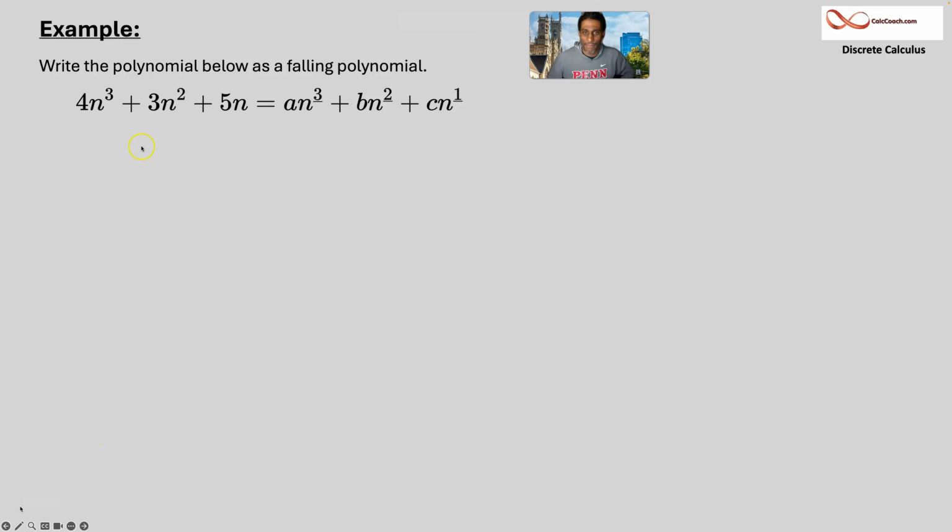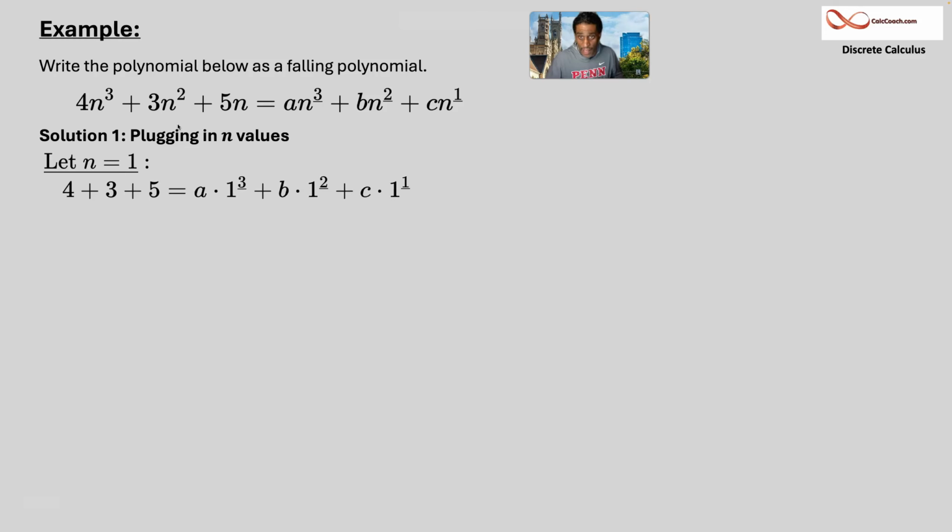All right, great. So here we go with plugging in the n values, like n equals 1, for instance. Left-hand side, it'll be just 4 plus 3 plus 5. Right-hand side, anytime you see 1 falling in anything that's bigger than 1, it's going to be 0. So a times 1 falling 3, that's a times 0. B times 1 falling 2, that's b times 0. C times 1 falling 1, anything falling 1 is just the number itself. And so that means that 12 is equal to c.